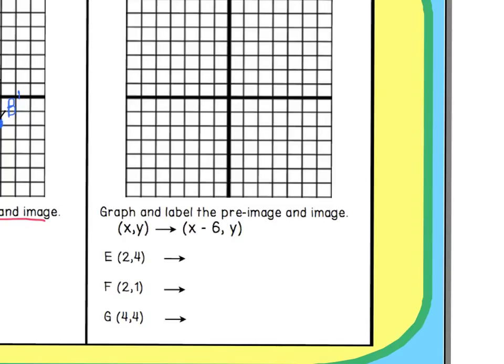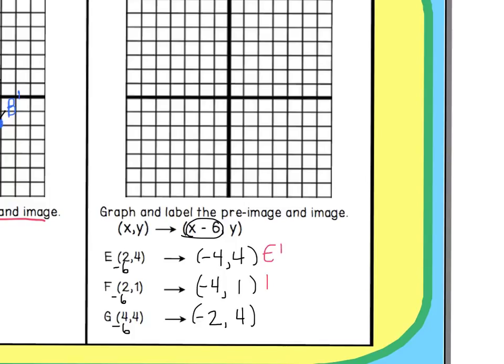On the next part, we only want to change our x, so our y is going to stay the same. So we have our y remaining the same, and with our x, we're going to subtract 6, which means we're moving to the left. 2 minus 6 gives us negative 4, 2 minus 6 gives us negative 4, and 4 minus 6 gives us negative 2. I'm going to label these E prime, F prime, and G prime.